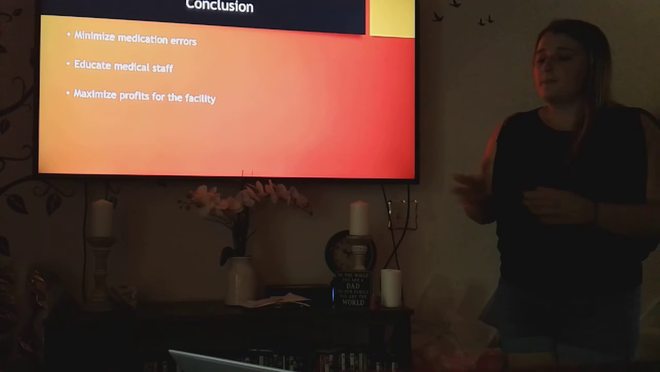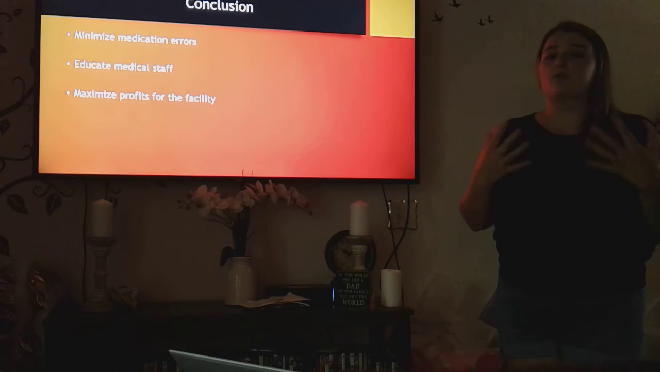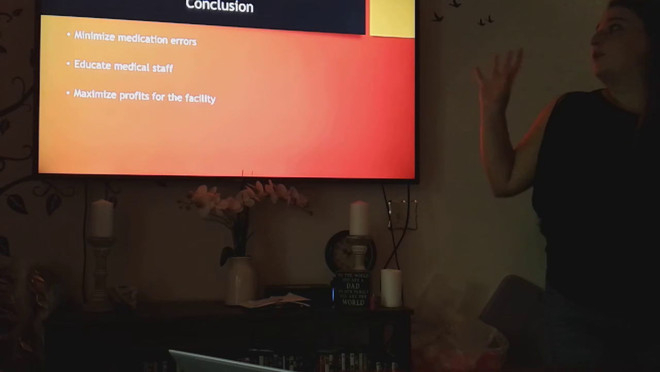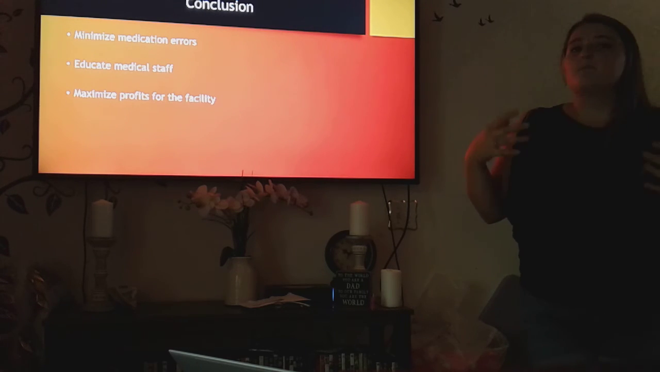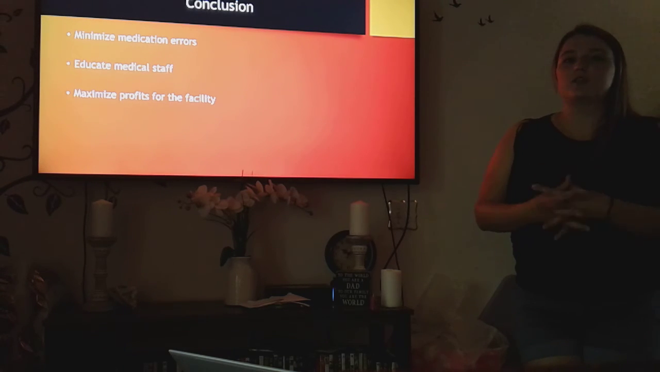Okay, so in all, we are looking to minimize medication errors because that is the number one priority. Patient safety is the number one priority. We also want to educate the medical staff because if someone's administering something and they don't know what they're administering, we want to be able to teach them so that they can learn, so that they can do better for themselves and keep the patients safer. And then we're also going to maximize profits for the facility, which is also very important.